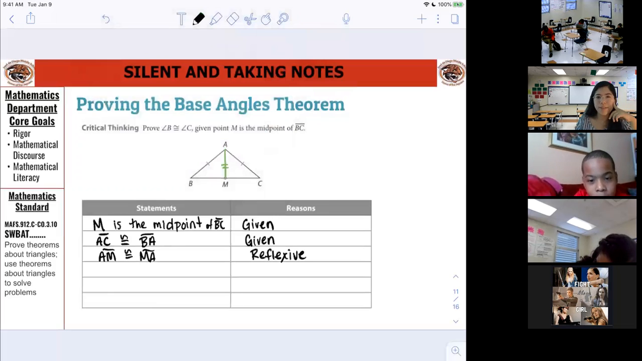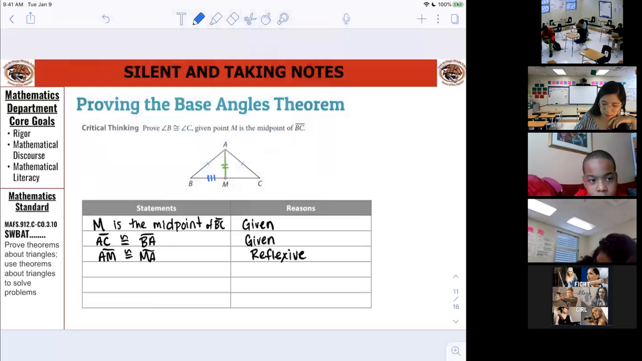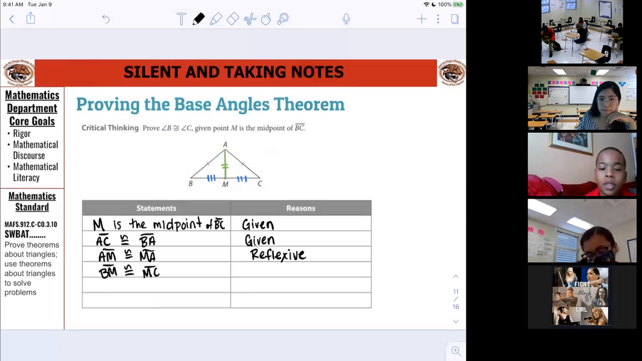BM, all right, reflexive. Good. MC. Good, Daniel. BM equals MC. How do I know that? Because M is the midpoint, so they're an equal distance, congruent. Good. M is the midpoint, and that would be the definition of midpoint.